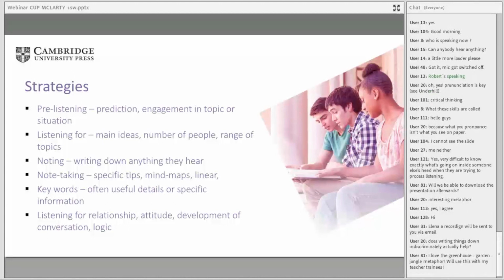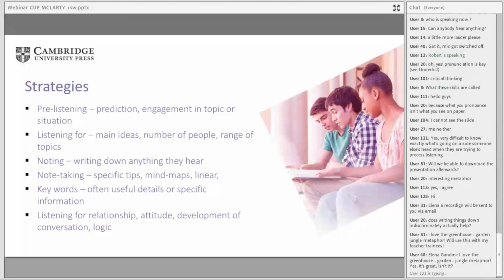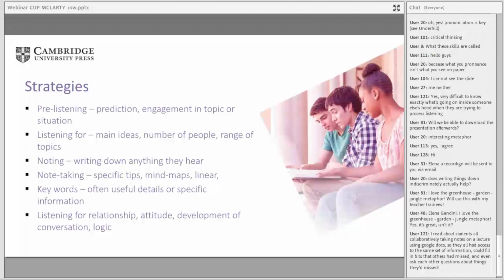We have pre-listening strategies, so thinking about what the audio might contain, what topics it might cover, what points might be made, activating their schemata so that they are involved in the topic or involved in the situation they're going to listen to. Listening for main ideas, for the number of people, for the range of topics. Again, noting and note-taking, looking for keywords, and listening also for the relationship between the people or the attitudes of the speaker or the way the conversation develops. I think a lot of students need to really understand the logic of conversation and how it develops, and that they can use as one of the strategies when they're trying to do their listening.